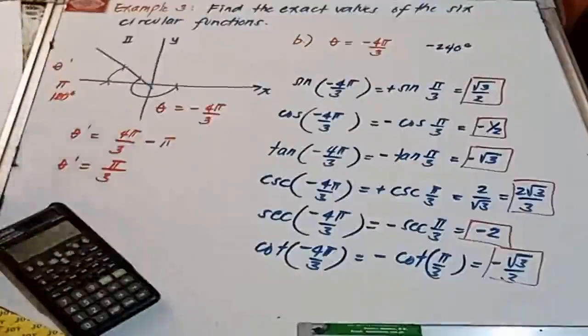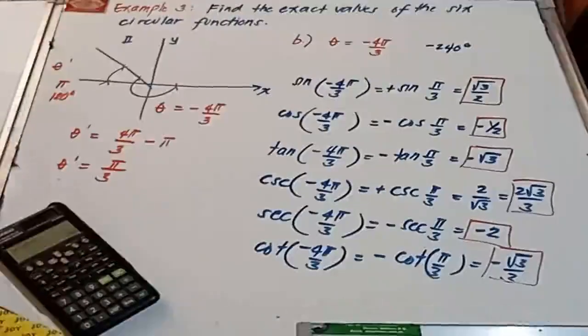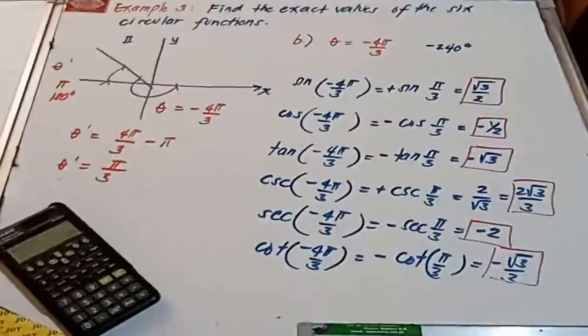Okay. So, that will be the end of the third example in finding the exact value of the 6 circular functions using reference angle and the table of values. Thank you.